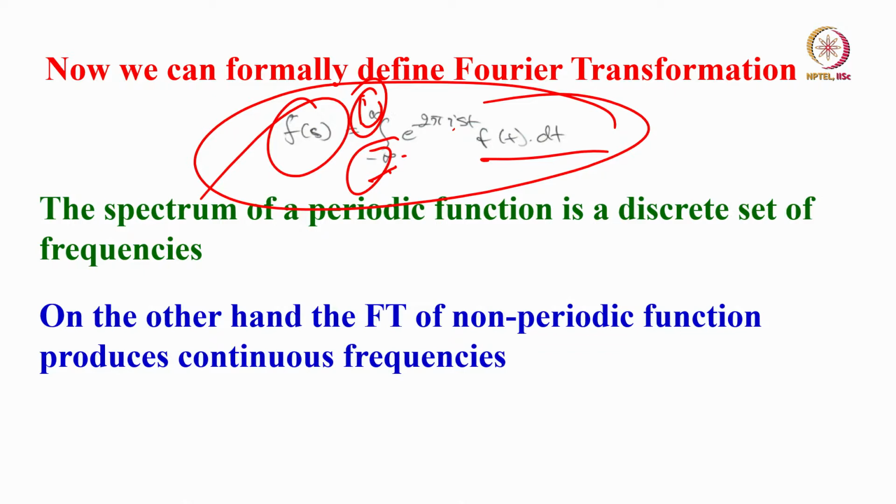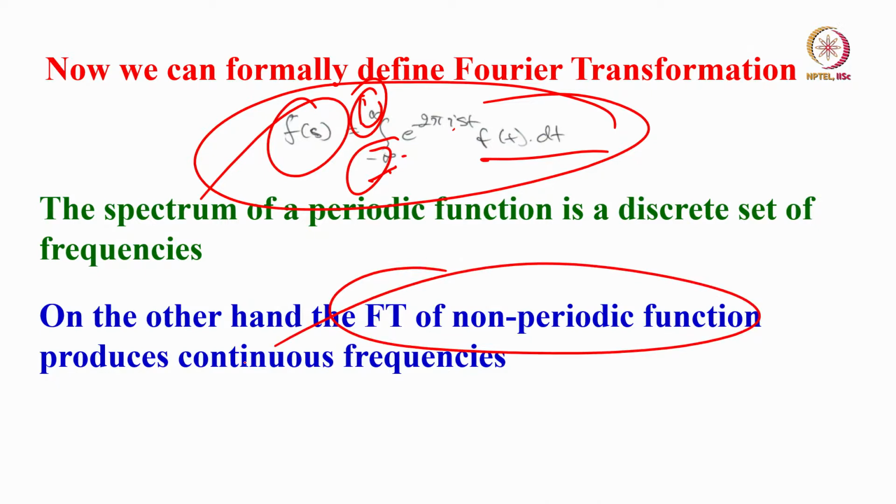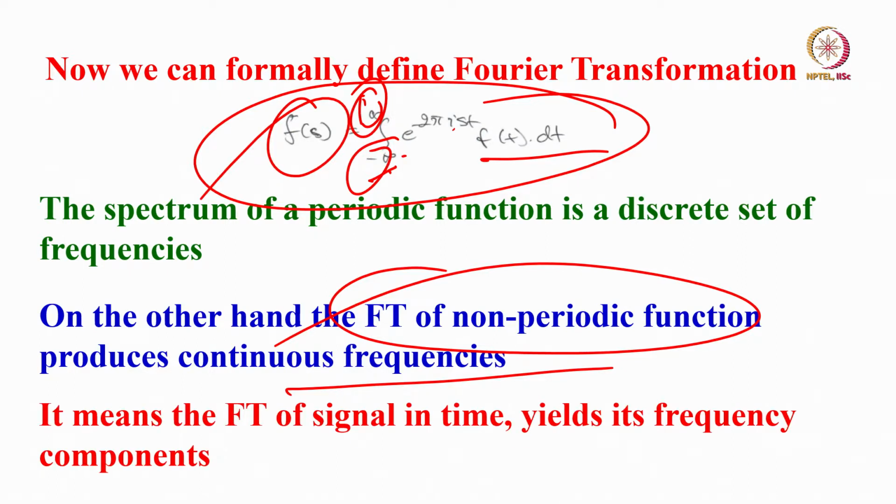The spectrum of a periodic function is a discrete set of frequencies. On the other hand, the Fourier transformation of a non-periodic function produces continuous frequencies. You understood? So, this means the Fourier transformation of a signal in real time gives you its frequency components. This is the conclusion which I wanted to tell you. Since the time is running out, I will stop here.